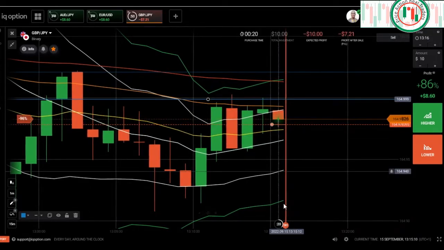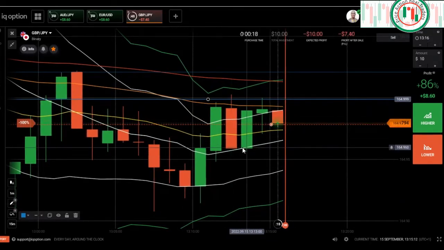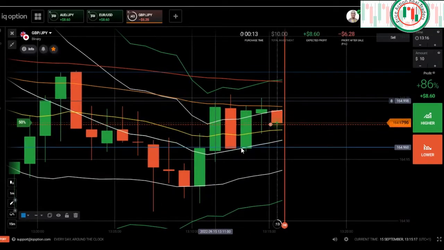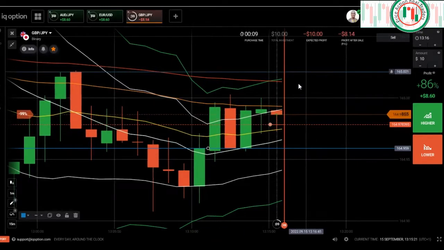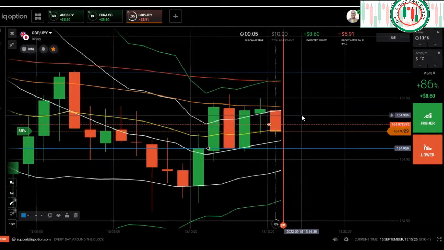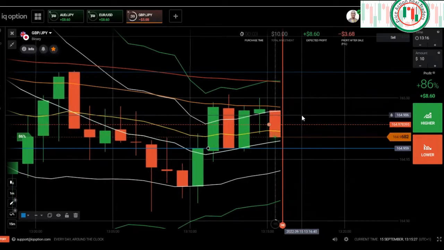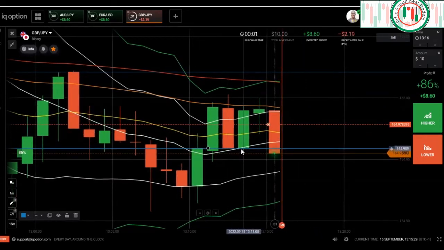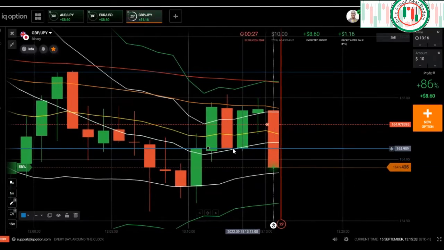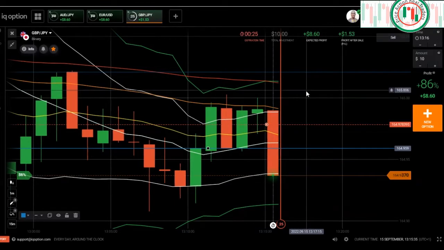This candle must be strong candle. It will close somewhere here. This candle must come to this zone somewhere here. So let's see. I know it must close somewhere here. You see market is closing somewhere here. You see it's passing. I know this candle must be strong.